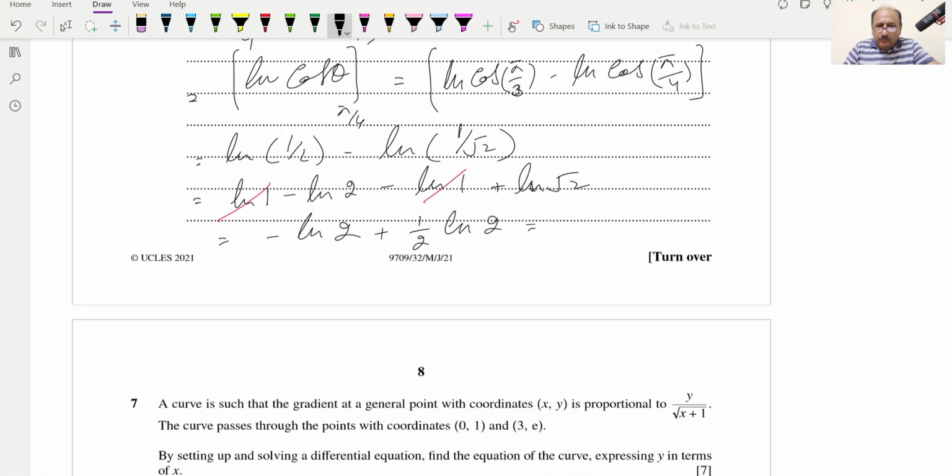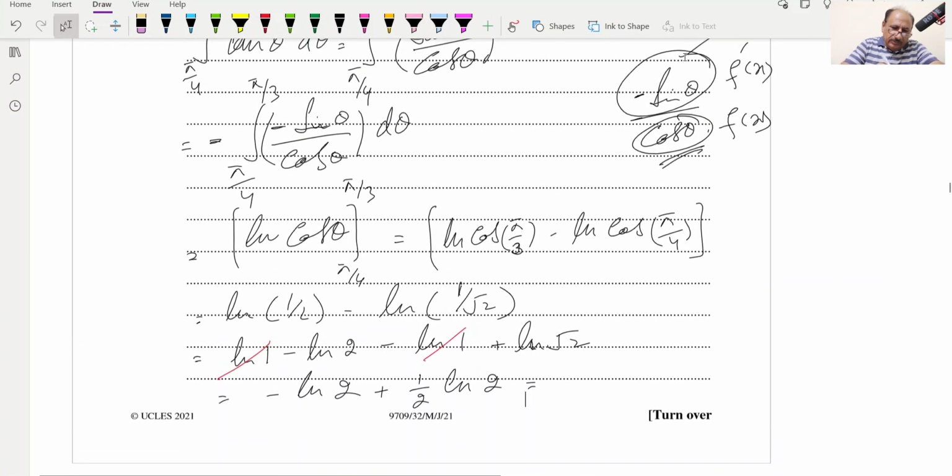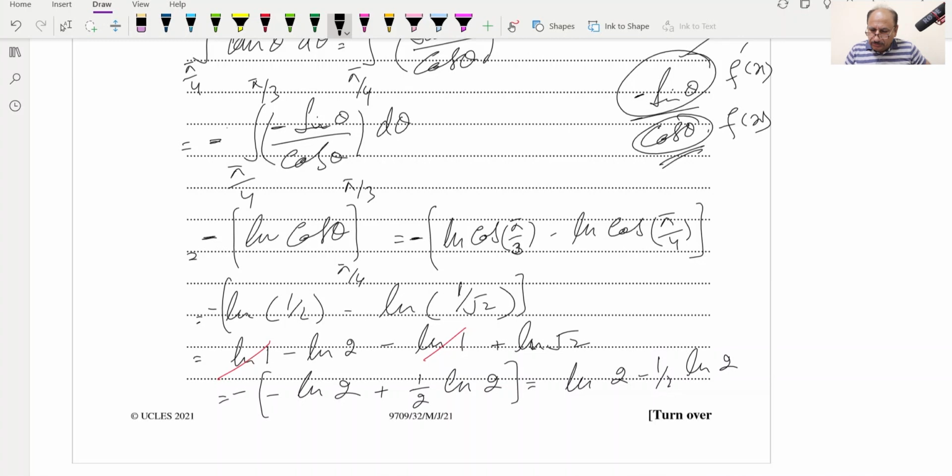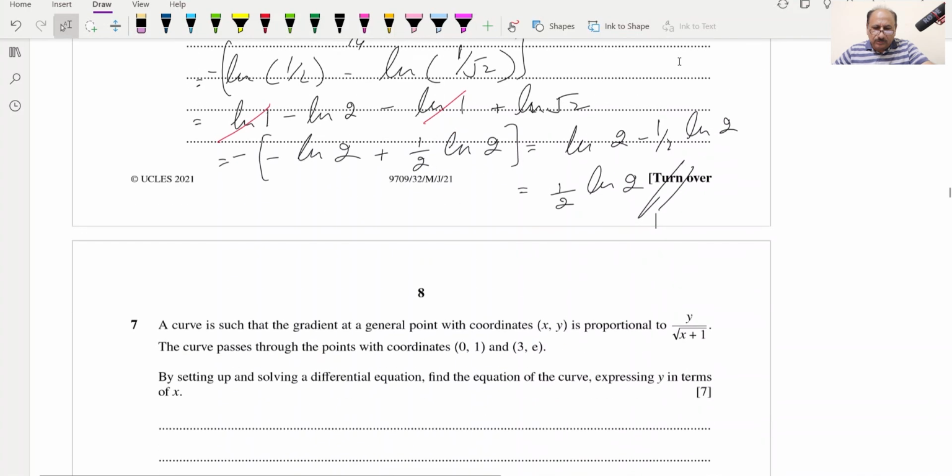We missed a minus sign over here. If we keep this sign, it will be minus log of 2 plus 1 by 2 log 2, and the final answer will be minus 1 by 2 log of 2. This will be the final answer. Hopefully you understood this. Now we can move to question number 7.